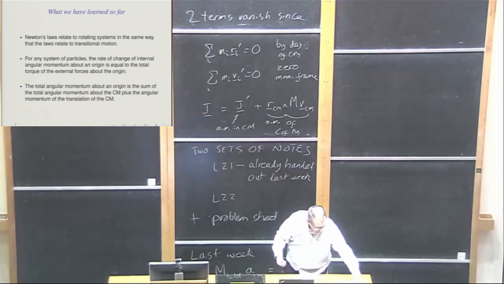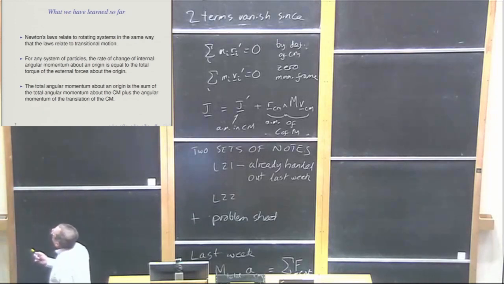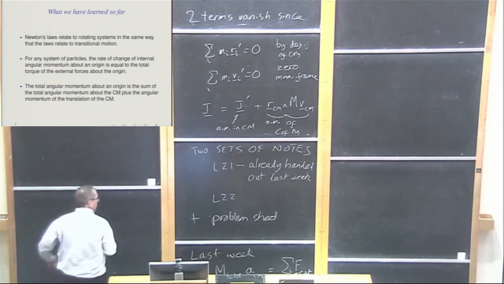Okay, so what have we learnt? I'm just ramming it home now. Newton's laws relate to rotating systems in the same way that the laws relate to translational motion. For any system of particles, the rate of change of angular momentum about an origin is equal to the total torque of the external forces about the origin. And finally, as we've seen here, the total angular momentum about an origin is the sum of the total angular momentum of particles about the centre of mass plus the angular momentum of the centre of mass in the lab frame.